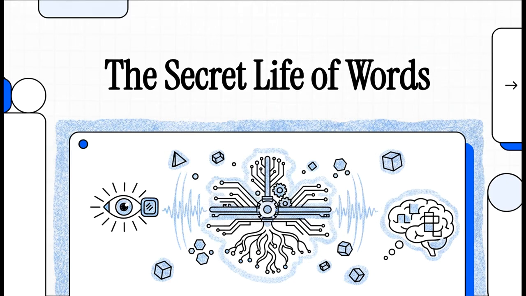We use thousands, maybe tens of thousands of words every single day without even thinking about it. But what if I told you that every word has a secret meaning, a hidden architecture inside of it that our brains just instantly decode? Well, in this explainer, we're going to put on our linguistic X-ray goggles and see what's really going on inside.